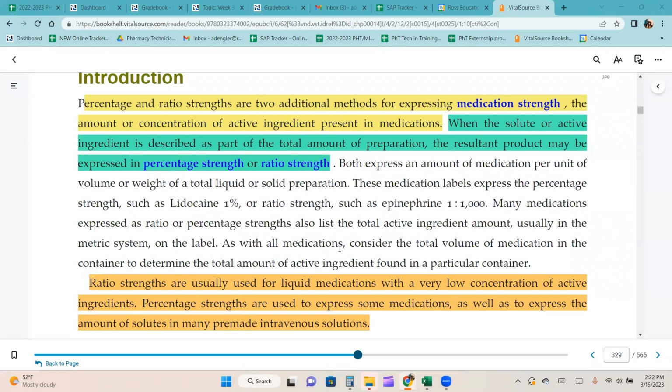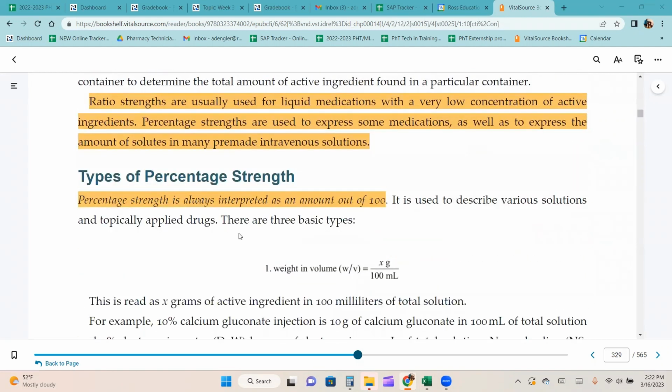These medication labels express the percentage strength, such as lidocaine 1%, or the ratio strength, such as epinephrine 1 to 1,000. Ratio strengths are usually used for liquid medications with a very low concentration of active ingredient. Percent strengths are used to express some medications, as well as to express the amount of solutes in any pre-made intravenous solutions. So percentage strength is always interpreted as an amount out of 100. It is used to describe various solutions and topically applied drugs.